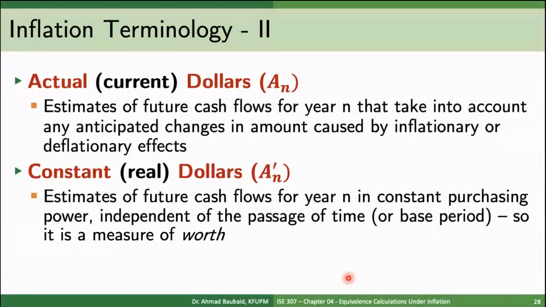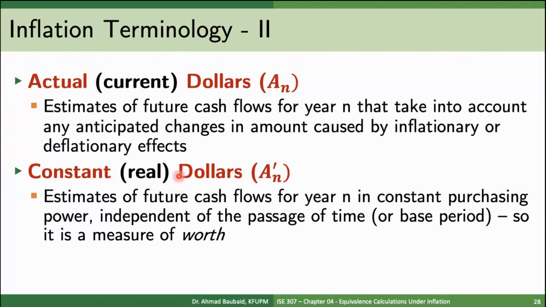And so you see here the difference. Constant dollars in particular include a measure of worth, of how much money is worth. Whereas with actual dollars, it's just an amount that I'm giving to you, and that amount carries some inflation, because it's worth a little bit less than before.